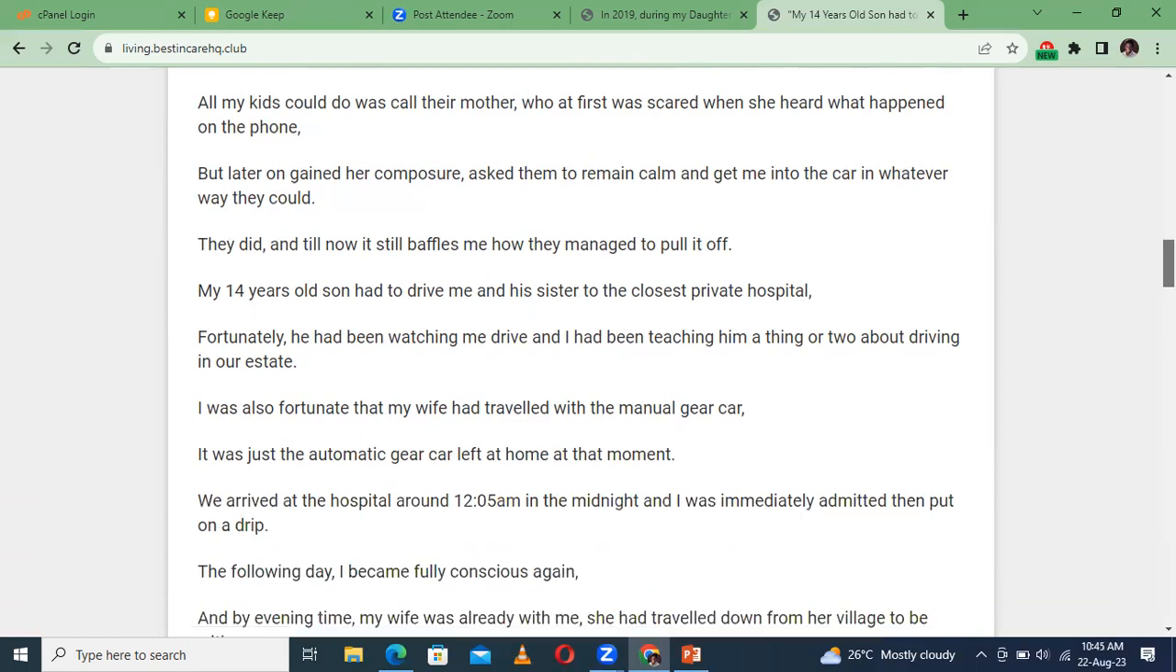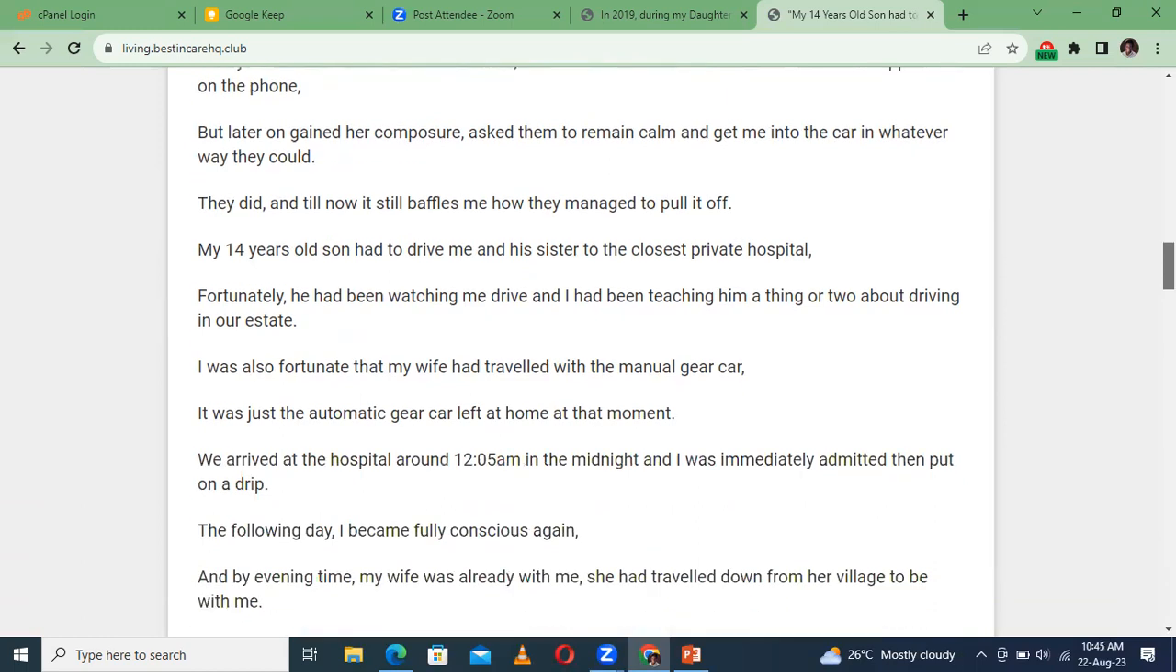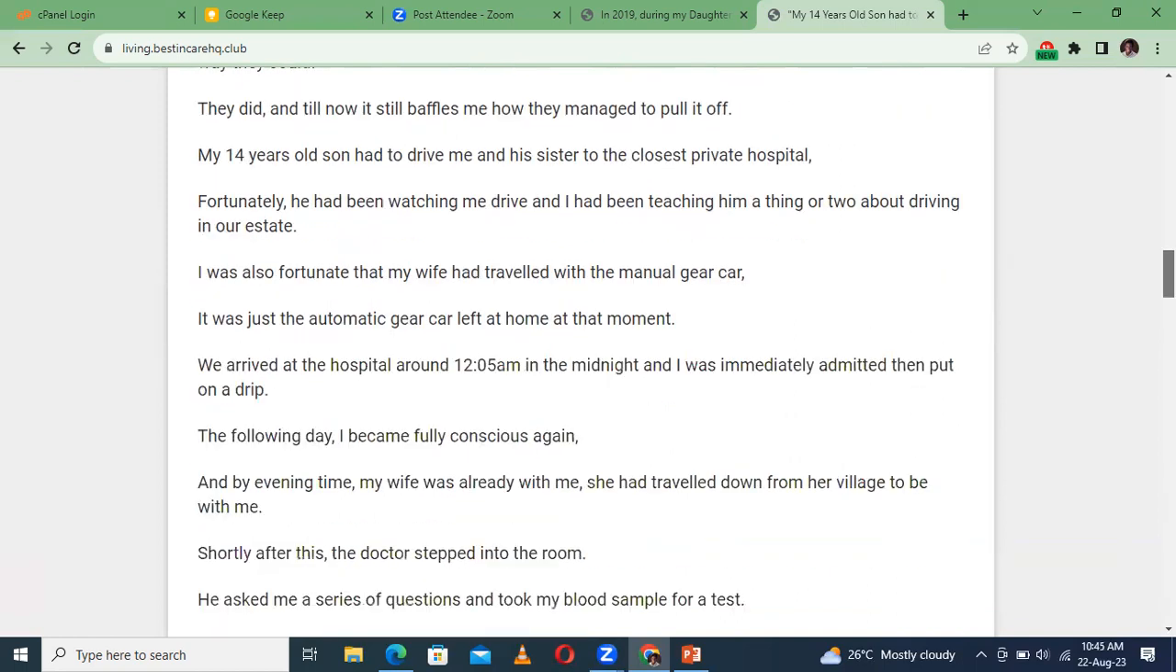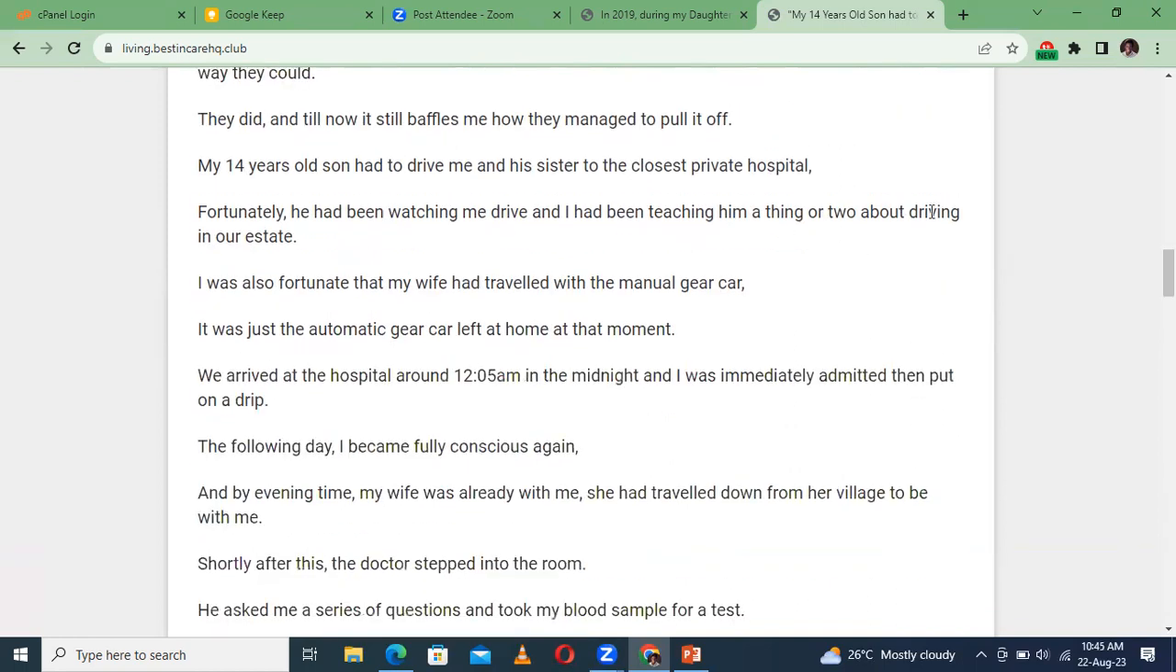My 14-year-old son had to drive me and his sister to the closest private hospital. Fortunately, he had been watching me drive, and I'd been teaching him a thing or two about driving in our estate. So who can tell me why I said this?